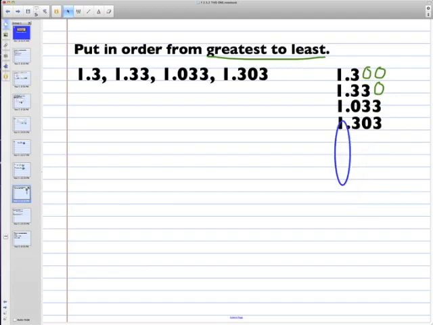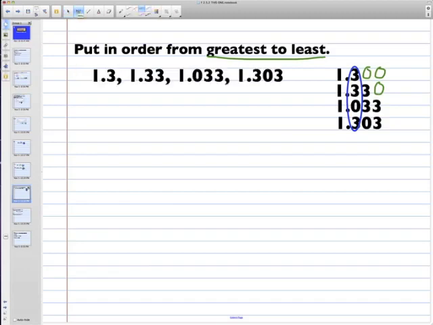And so if we go ahead and compare the ones, we notice that they're all the same. So we're going to go ahead and go to the next place value, and I noticed that one of the tenths is 0. So now I know that that's going to be the least number. So I'm going to go ahead and write that one in the last position. And I'm also going to cross it off because we've used it up. I'm going to continue comparing place values. And now I'm at the hundredths.